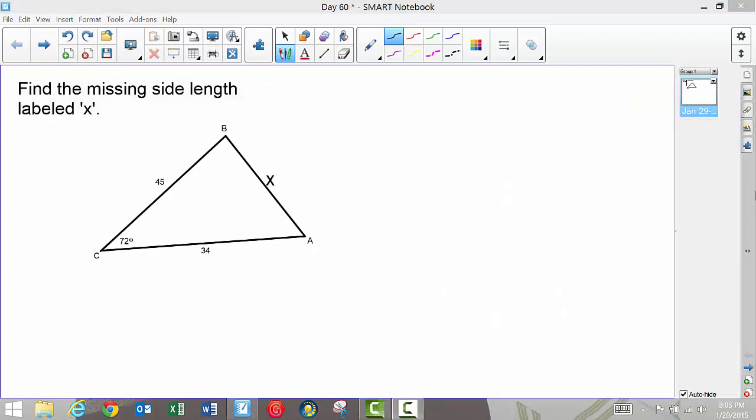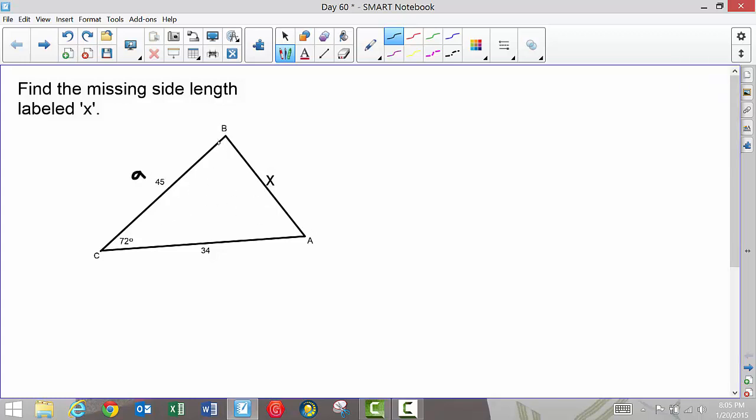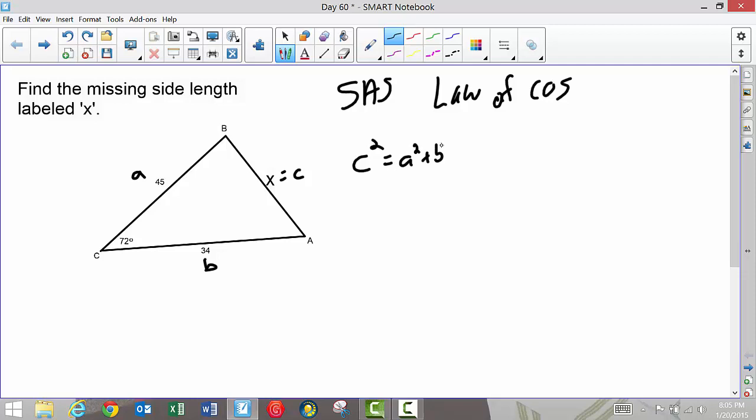Okay, for this example, let's solve for x, which is a missing side length. So I'm going to label my triangle according to the angle. So if angle A is here, I know that this is side A. I know if angle B is here, this is side B, and angle C, therefore this is side C. So here I am given side angle side. So this is the law of cosines. So since I'm finding x, which is side C, I use the c squared equals a squared plus b squared minus 2 times ab cosine C formula.